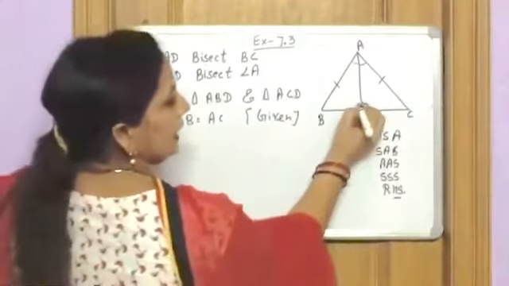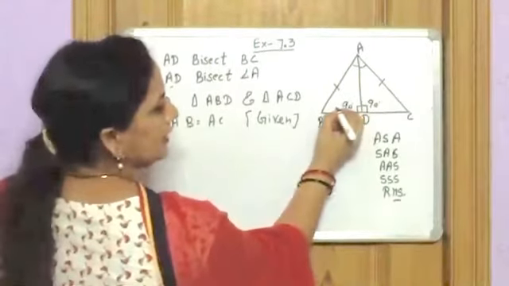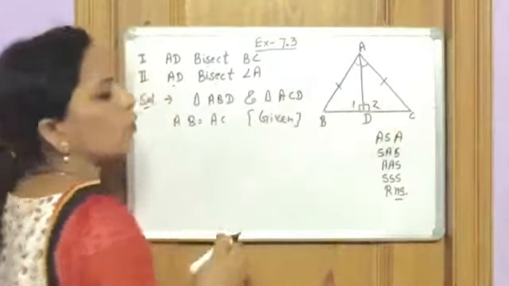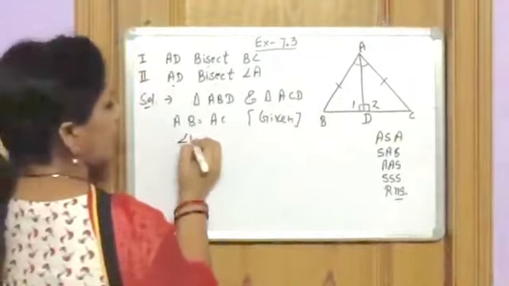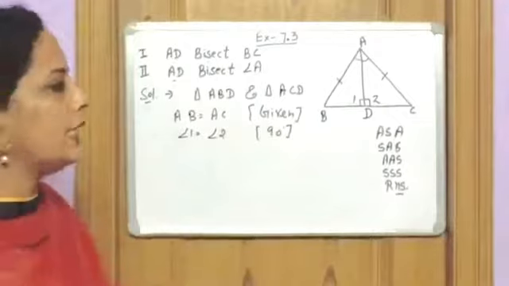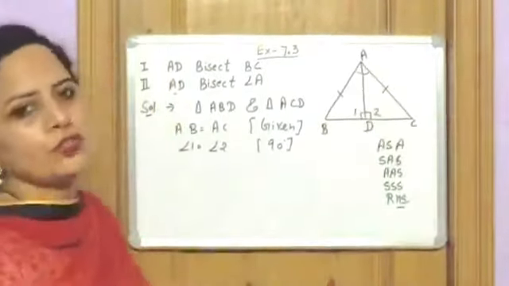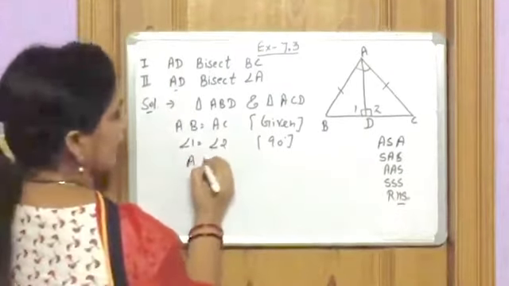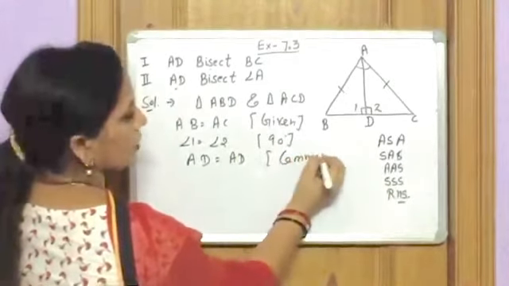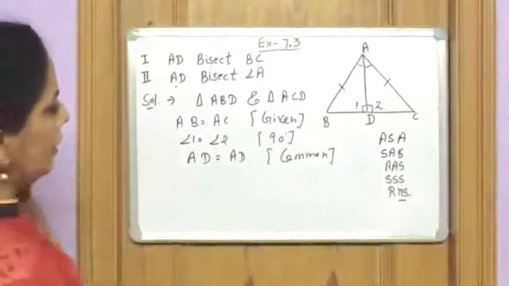Second one is, here we have a 90-degree angle. So if we consider this angle 1 and angle 2, we can say that angle 1 is equal to angle 2, reason is each is equal to 90 degrees. Third one is AD side is common in both of the triangles, so AD is equal to AD, which is common. So here we have three terms. Now find out which rule is followed here.